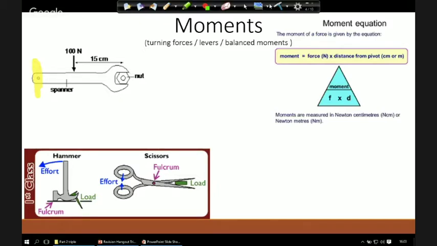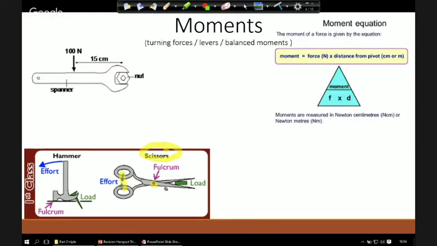Levers are known as force multipliers because you can apply one force at one end of the lever and it can apply a much bigger turning force acting on the load there. So we can think of them as force multipliers. For example, if we look down here at scissors, scissors have got our pivot here. We apply an effort quite far away from the pivot there.